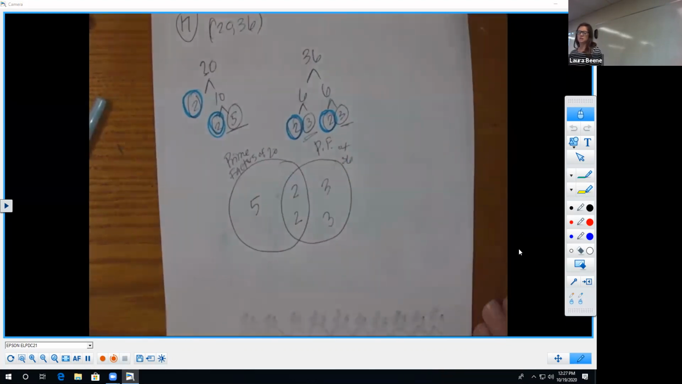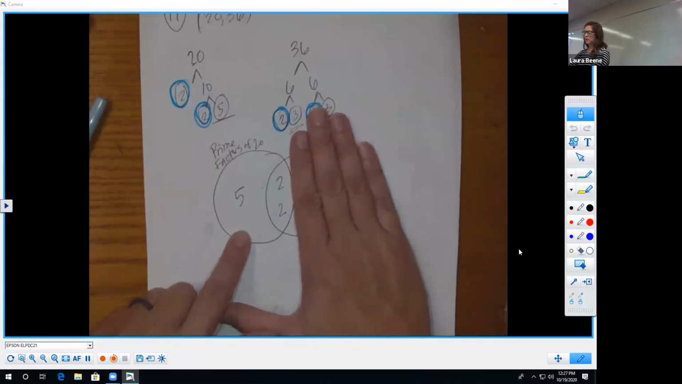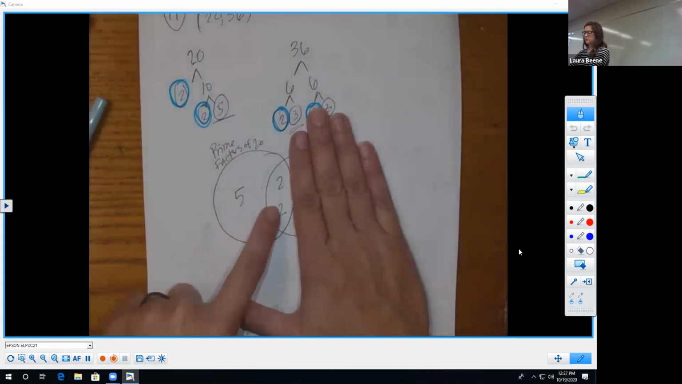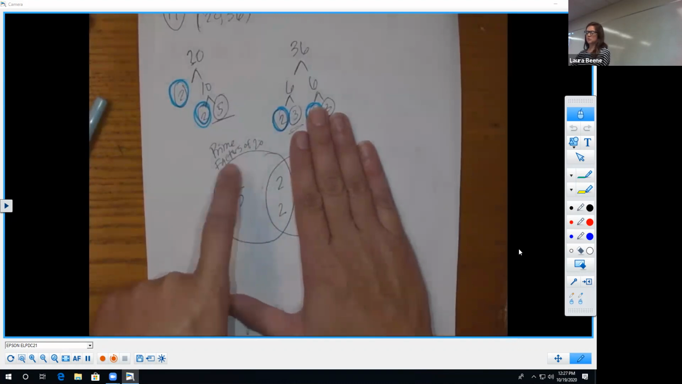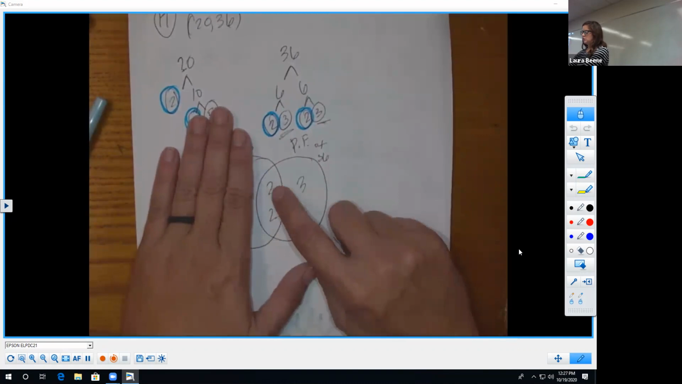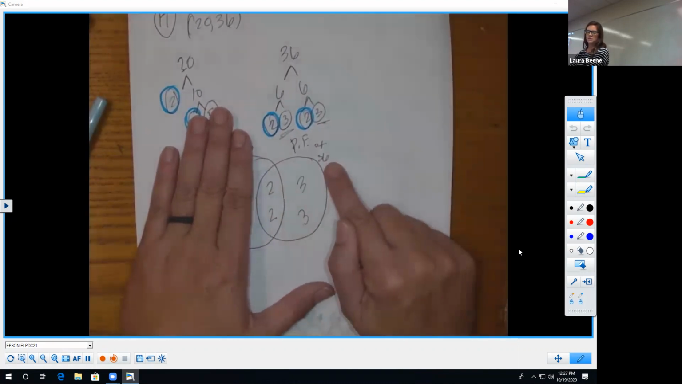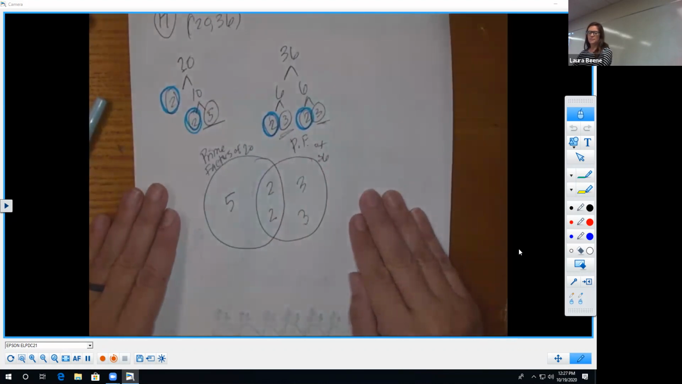And you can check this. If you cover up the circle of the 36 and only show the circle of 20, do these factors multiply to be 20? 5 times 2 times 2. 5 times 4 is 20, so that works. If I cover up my circle of 20 and only see the circle of 36, 2 times 2 times 3 times 3 is 4 times 9, 36. Yes. So that's the Venn diagram.